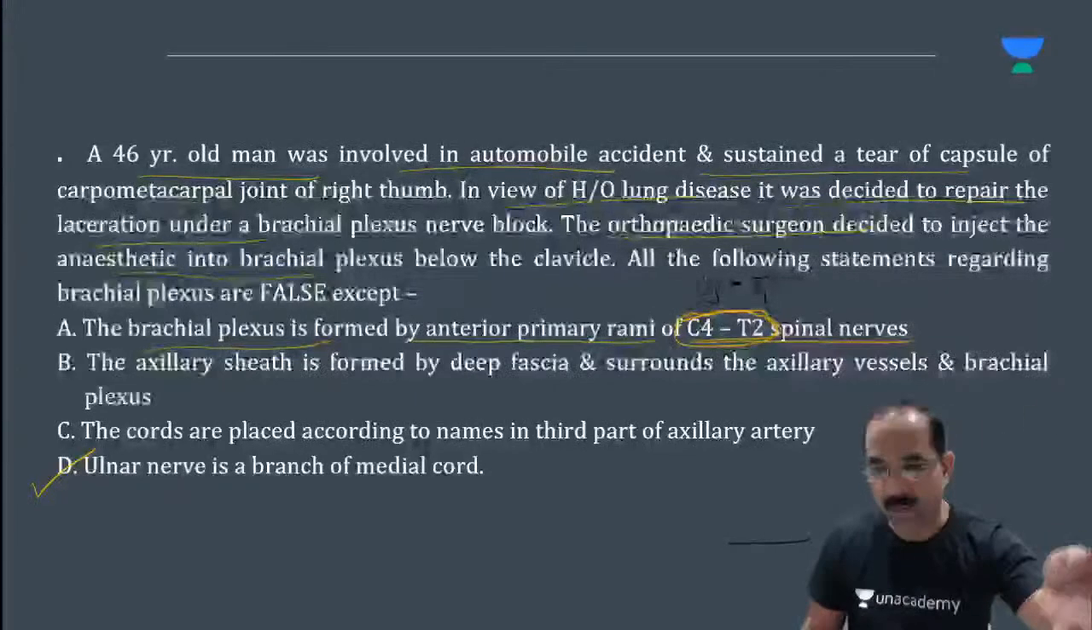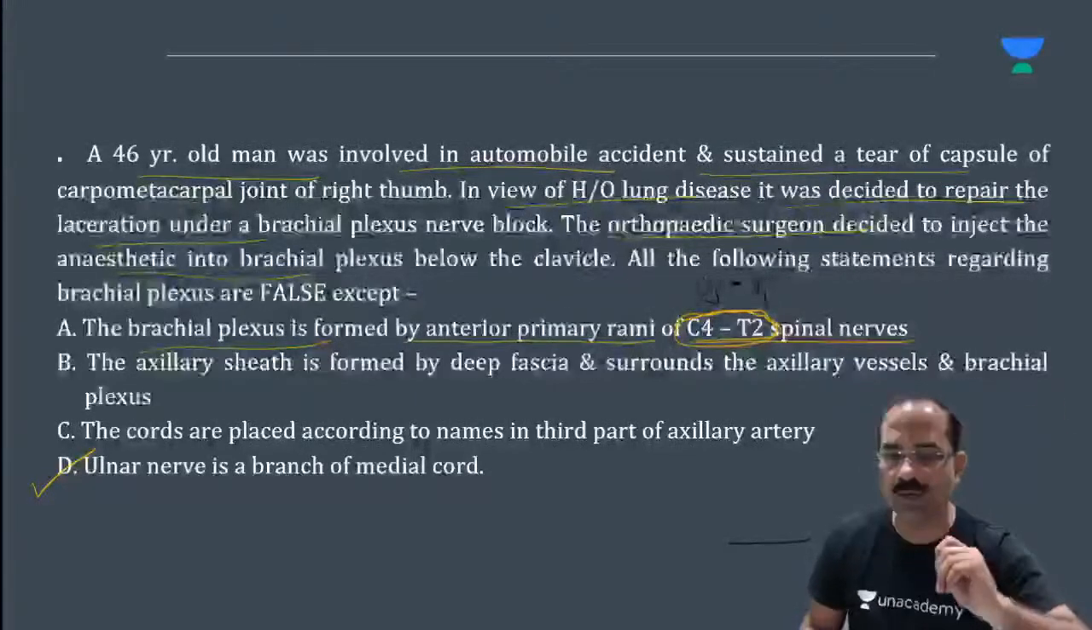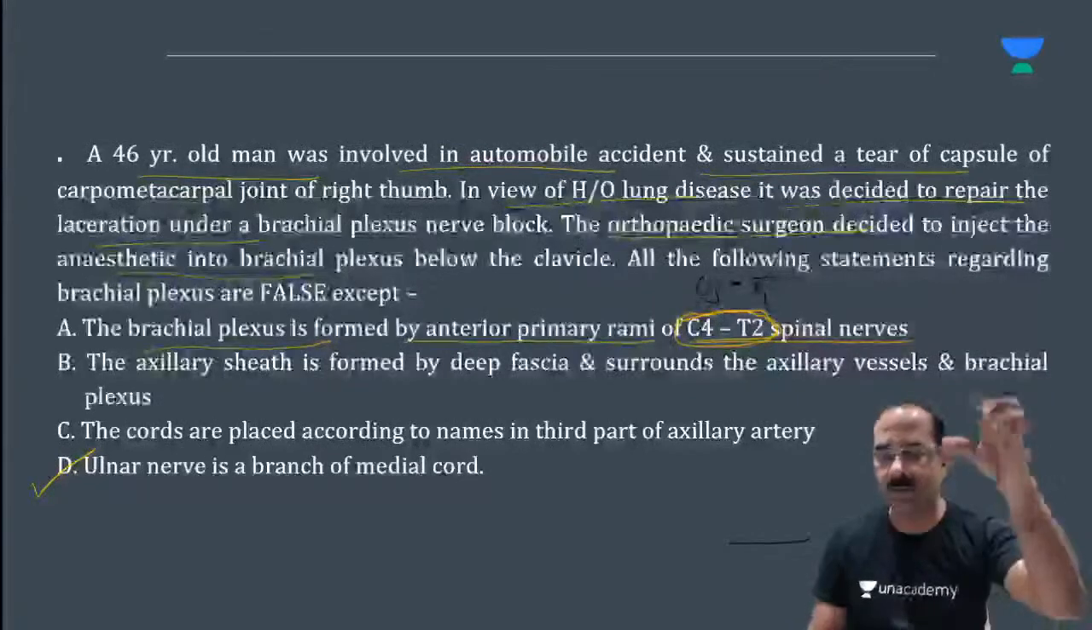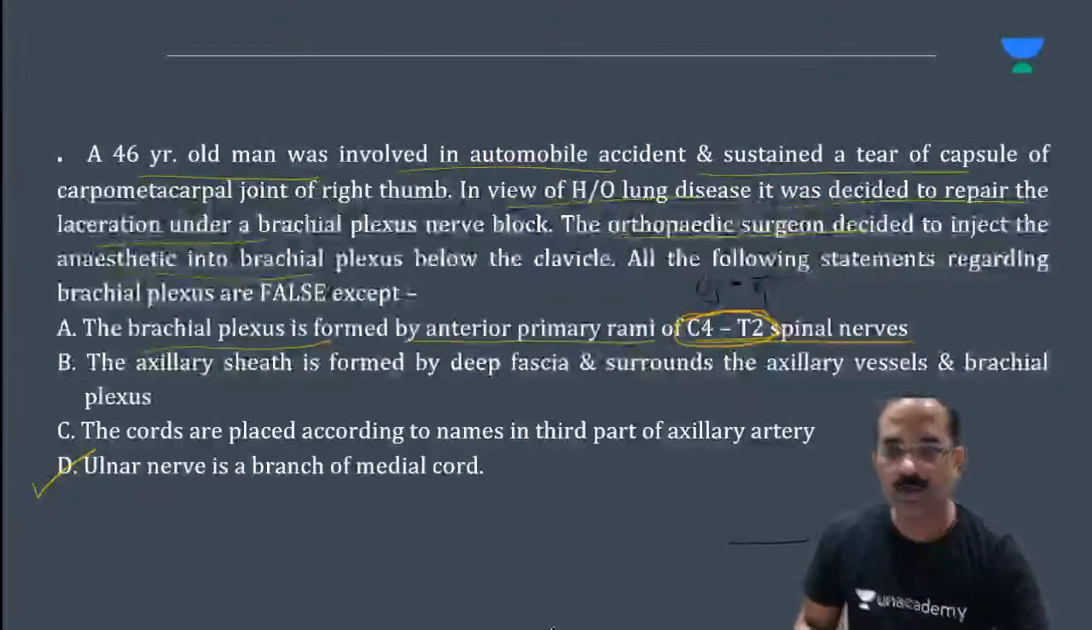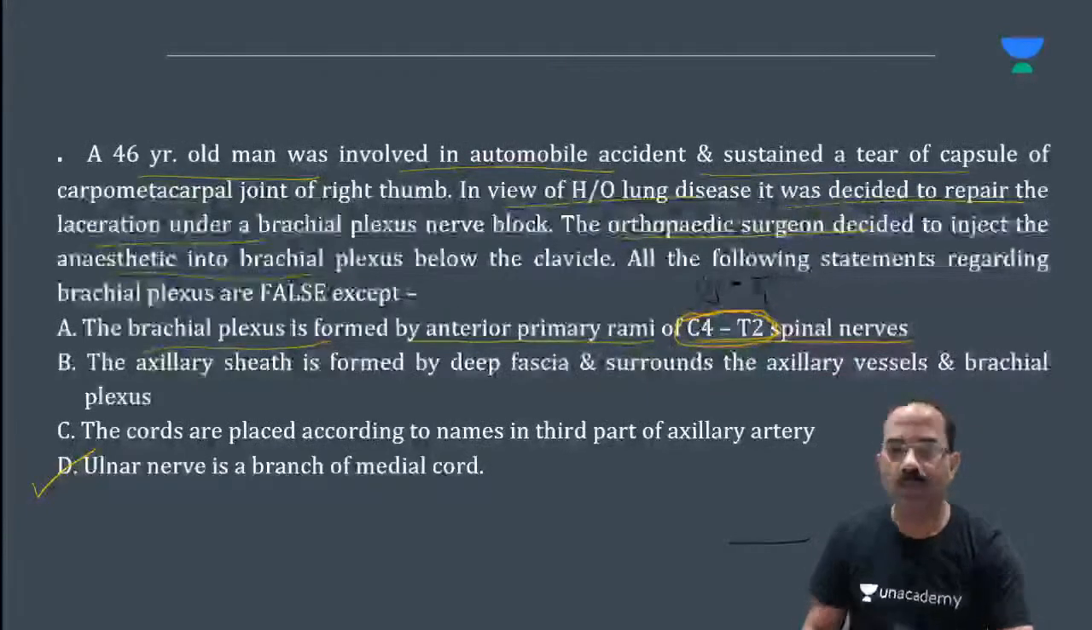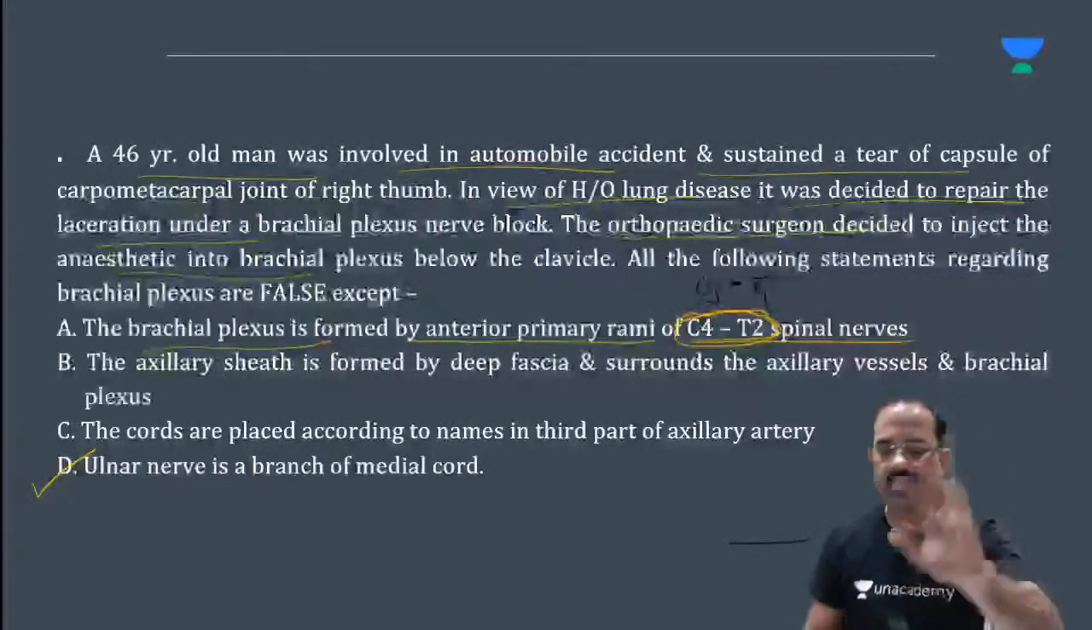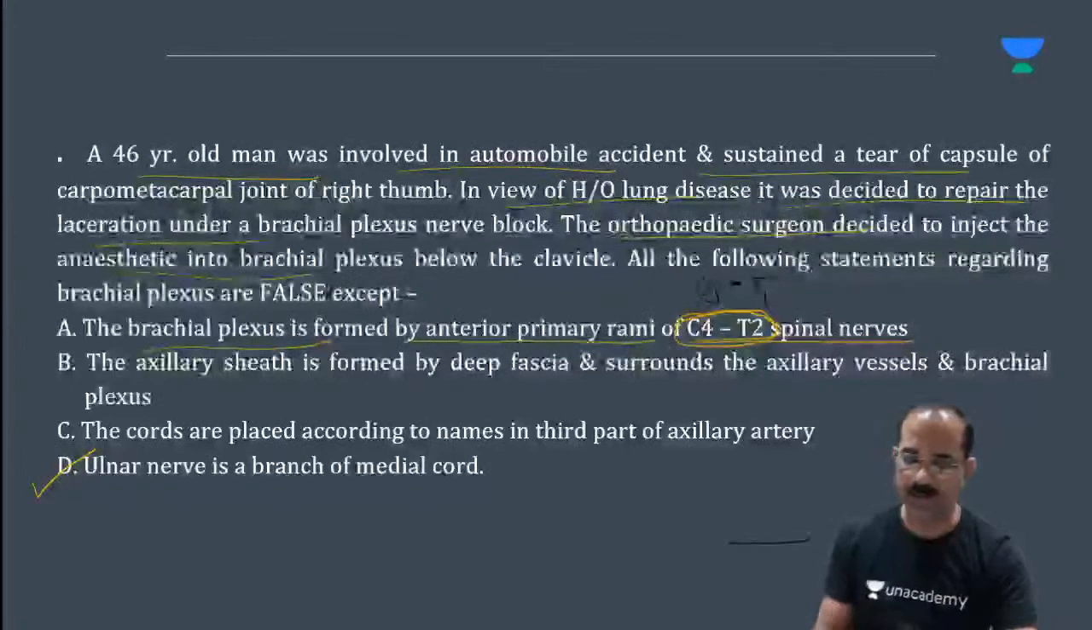If C4 contributes to the formation of the brachial plexus, we call this a prefixed brachial plexus. If T2 takes part in the formation of the brachial plexus, we call this postfixed. Okay, so prefixed and postfixed brachial plexus.